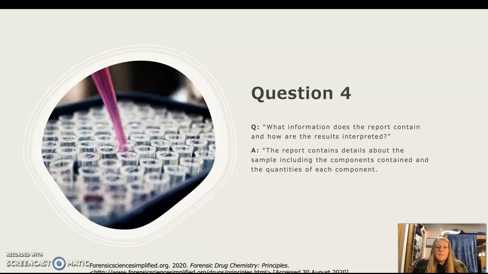The last question, what information does the report contain and how are the results interpreted? The report contains details about the sample, including the components contained and the quantities of each component. The report should include laboratory agency information, the description of all items and samples submitted, the results of the analysis, tests and techniques, the analyst signature, the dates of submission, and any comments from the analysis.